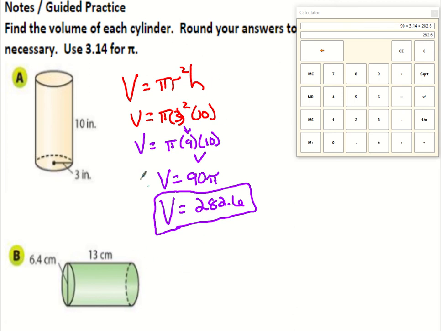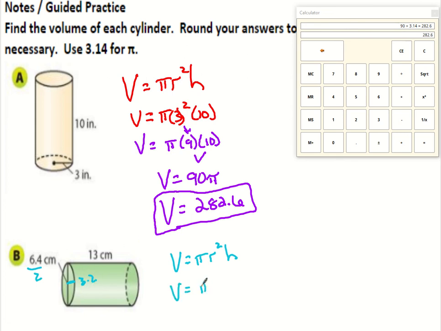So for B right here, now the difference with this is the distance all the way across the circle. If we notice, that is not a radius, that is a diameter. So volume is equal to pi times the radius squared times the height. So if I'm given the diameter, I have to divide it by 2 to find the radius, because the radius is always half of the diameter. So if I want to know what the radius is halfway, I got to take this and divide it by 2, which is going to give me 3.2.